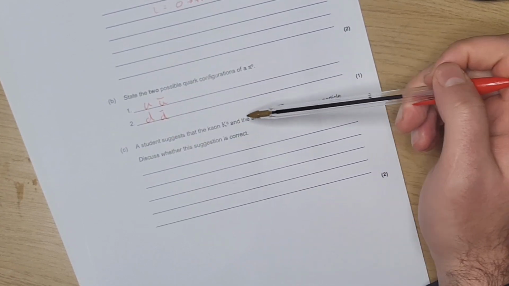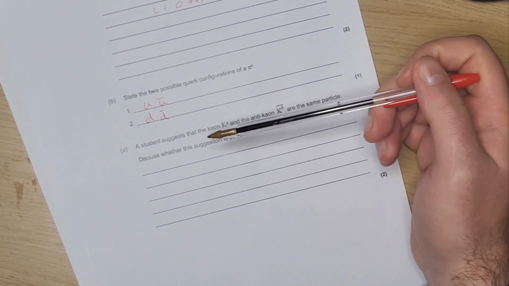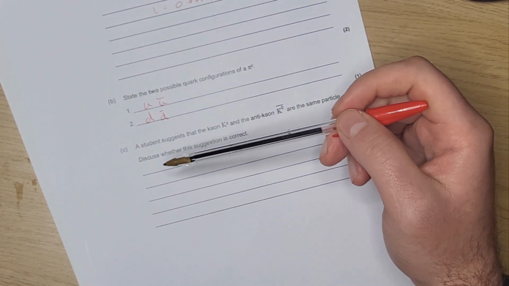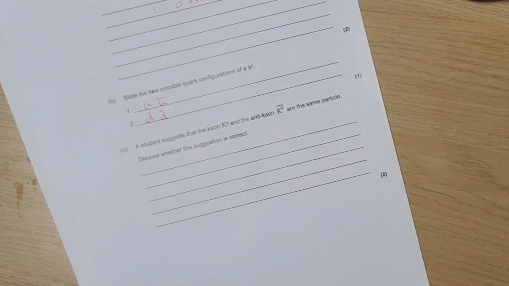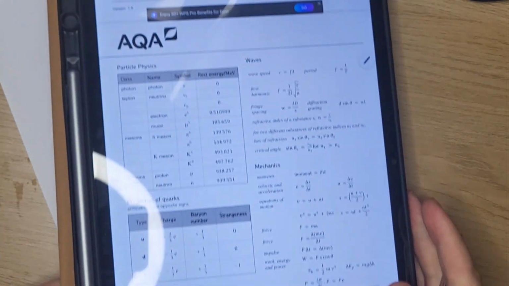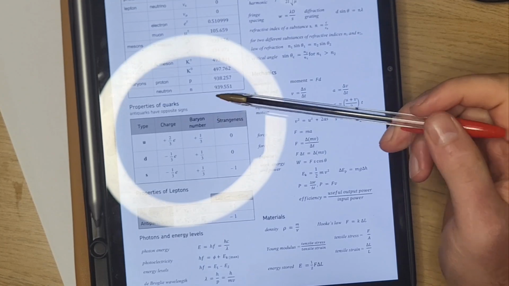So a student suggests that the kaon and the anti-kaon are the same particle. Discuss whether this suggestion is correct. So to talk about that, you need to again talk about the quarks, and here you're going to need to try and remember that a kaon has a strangeness of +1. It is a meson. Okay, so the first mark is for identifying the quarks, or basically proving this by identifying the quarks. So again, a meson is going to have 2.